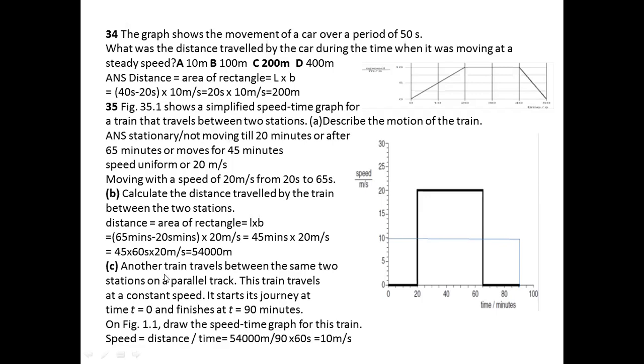Next question is that another train travels between the same two stations on a parallel track. This train travels at constant speed.